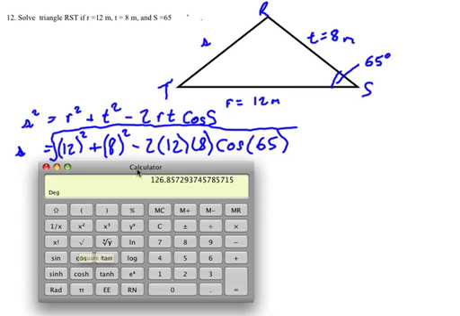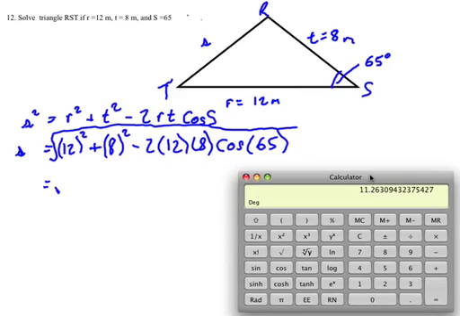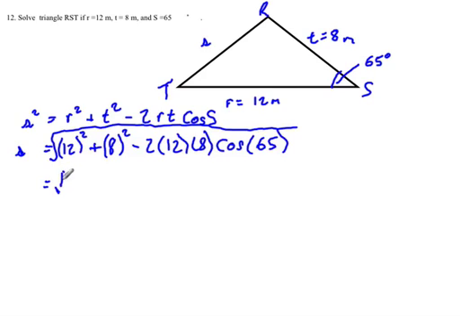So all this, R squared plus T squared minus 2RT cosine of S, comes out to be almost 127. And so we're going to take the square root of that, and it comes out to be approximately 11.3. And if it doesn't tell you, usually the teacher wants you to round to 1 decimal place. So S then is equal to approximately 11.3. And the units are going to be meters. So 11.3 meters, and that's what S is equal to.